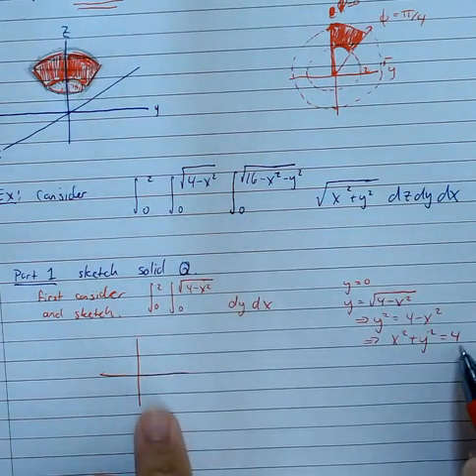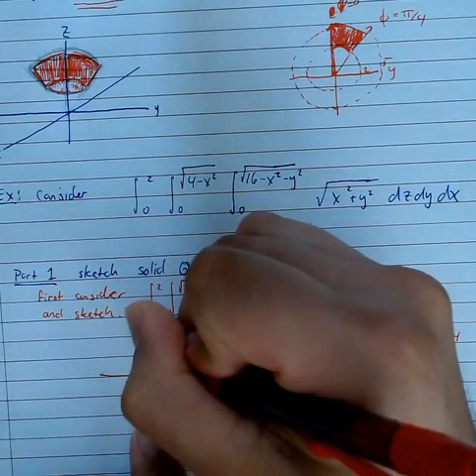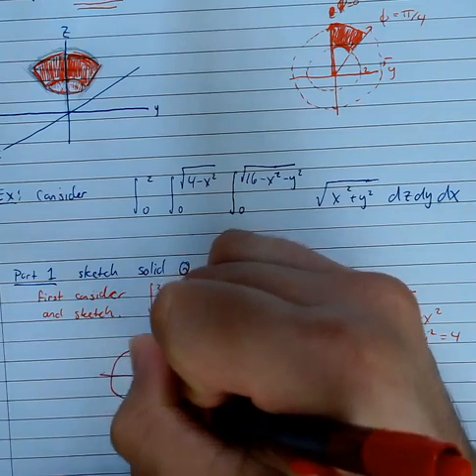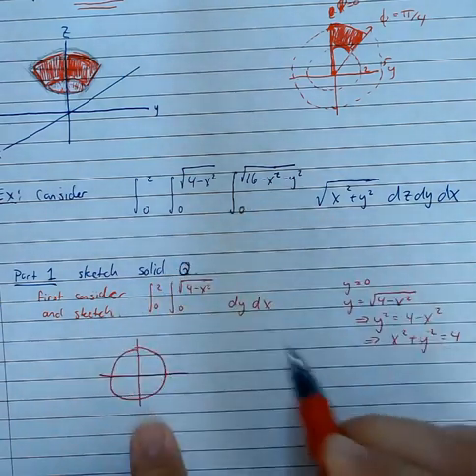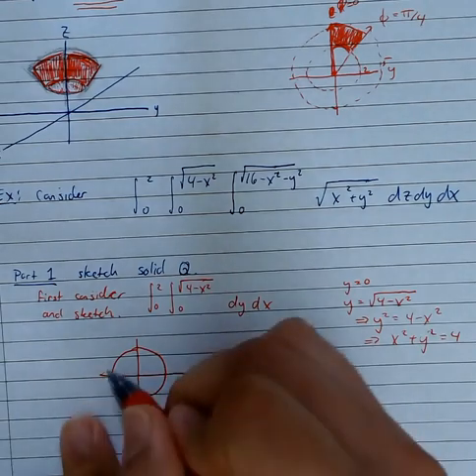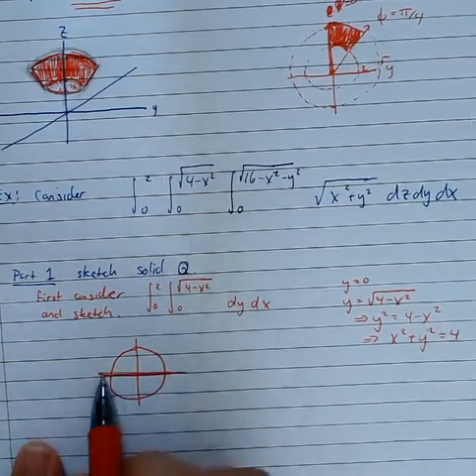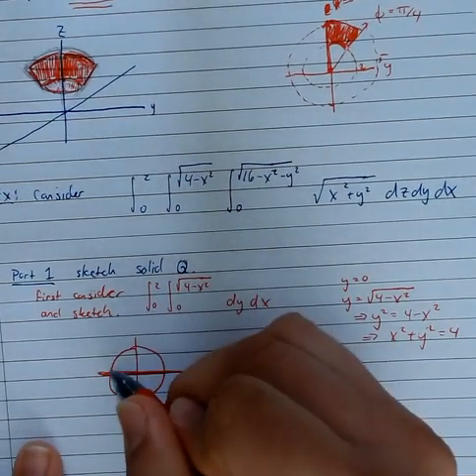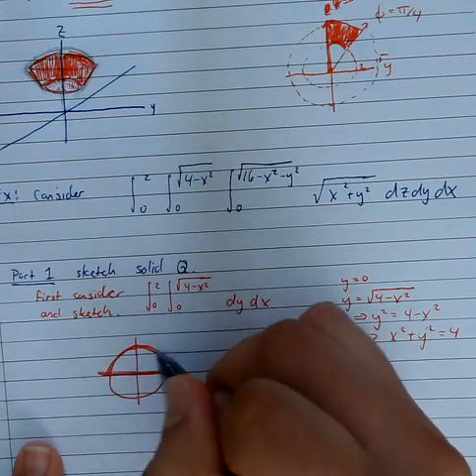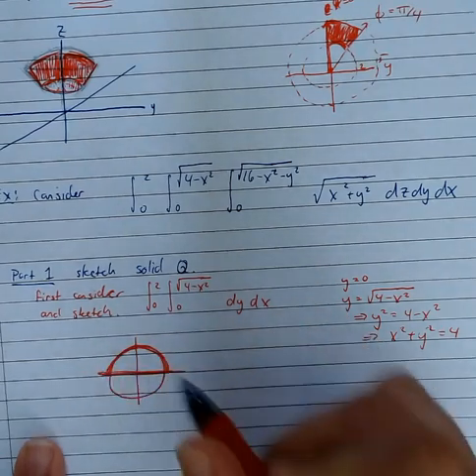So here I have a circle of radius 2. And I want y to go as low as 0. Okay, so no lower than this. And as high as the outer edge of the circle. So no higher than this. Okay, so I got to be bound in there.